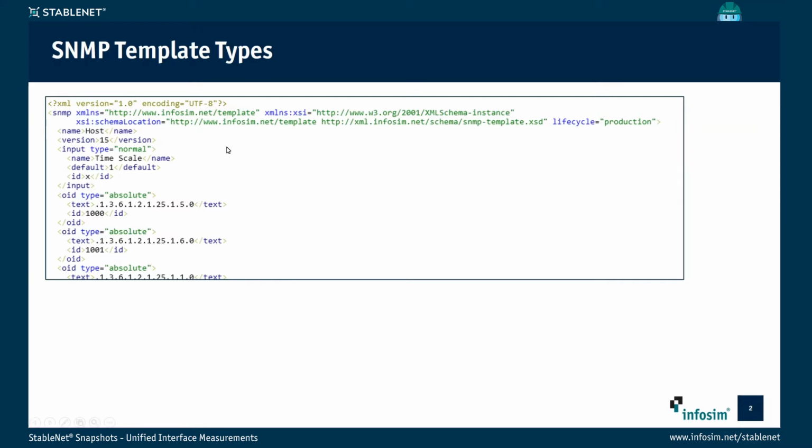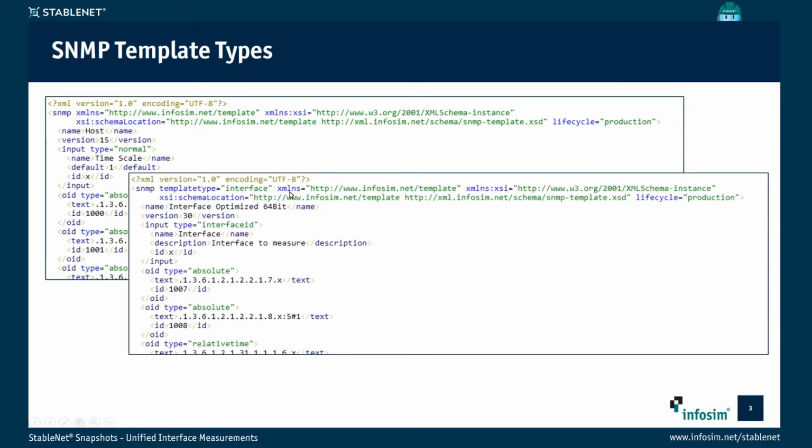Of course, we also had interface measurements on top, specifically for measuring interfaces. They were based on SNMP, and basically they have two components making them an interface measurement. The first part is the template type. It's classified in the header as an interface, so StableNet recognizes it as an interface measurement when you use this template.